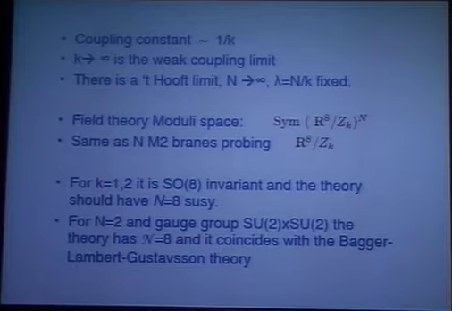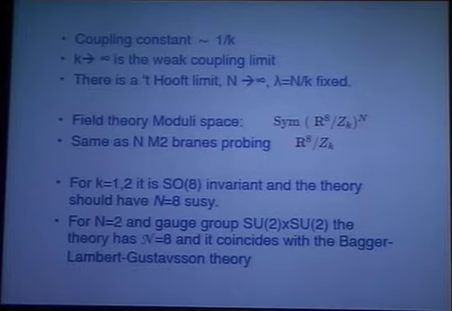Now you can analyze the field theory moduli space, and you get what you want. I think probably Sunil will talk a bit more in detail about this problem, which is the same as the moduli space for M2 branes probing the singularity. Now for k equal to 1 and 2, based on the moduli space, we expect the theory to be SO(8) invariant, and we expect the theory to have N equal to 8 supersymmetry. And we'll discuss a little later a slightly better argument to see this fact. Of course, at k equal to 1 and 2, the theory is strongly coupled, so we can't trust directly the Lagrangian.